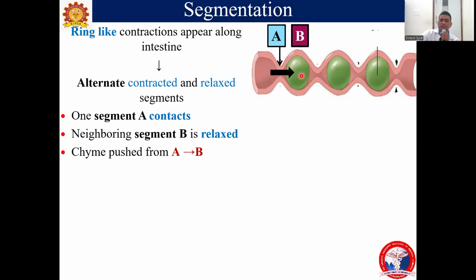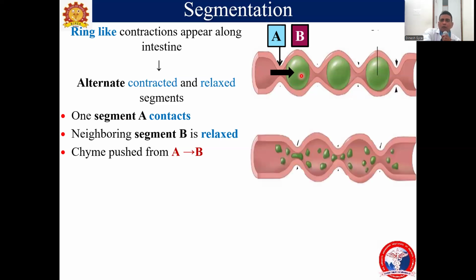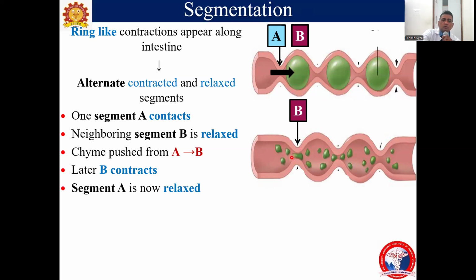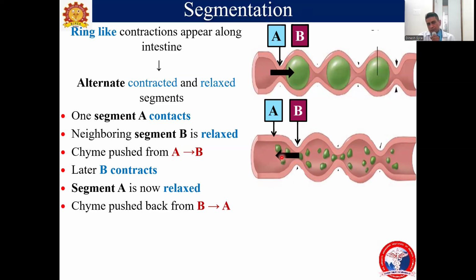Right? So what happens next? Just the opposite happens in just a few moments. Now, B will contract. As you can see, B is now contracted, and A is now relaxed. So B now contracts and A relaxes. So where do you think food is going to be pushed? From B to A, in the opposite direction. So initially food was pushed from A to B in this direction. Now food is being pushed in the opposite direction.